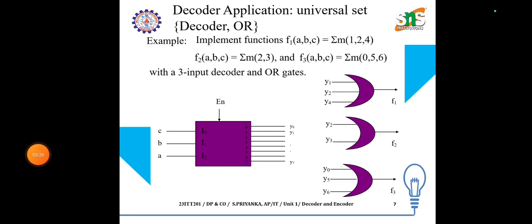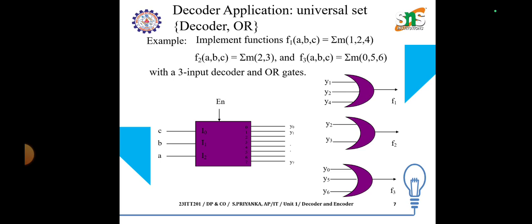Decoder application: the decoder and OR gates form a universal set. Let's see an example. We are going to implement functions f1 of a, b, c equals summation of 1, 2, 4; f2 of a, b, c equals summation of 2, 3; and f3 of a, b, c equals summation of 0, 5, 6, with a 3 input decoder and OR gates. Here we are using a 3 input decoder and OR gates.